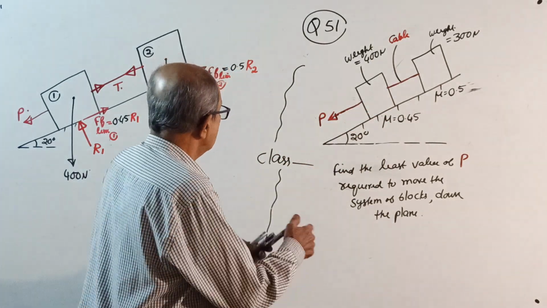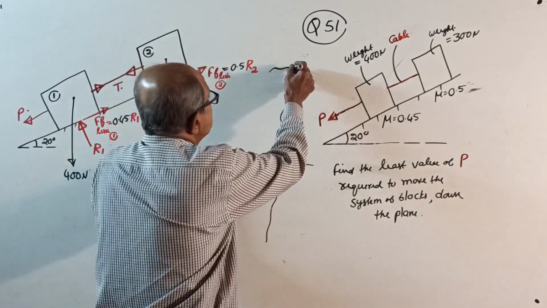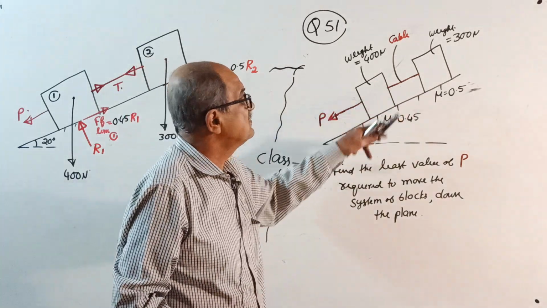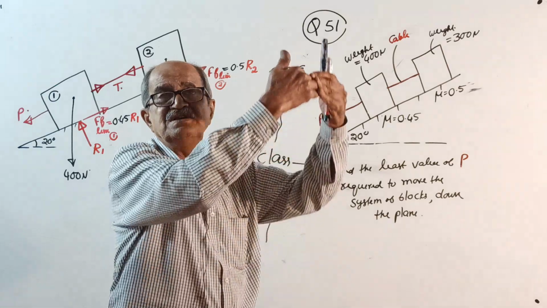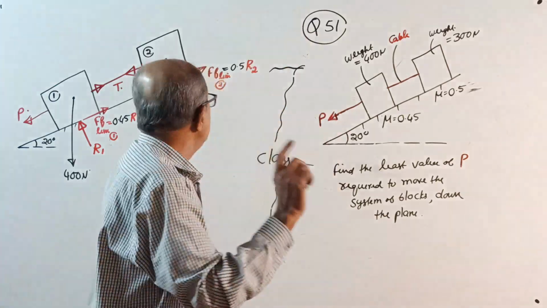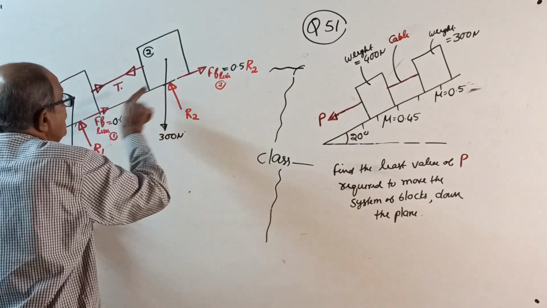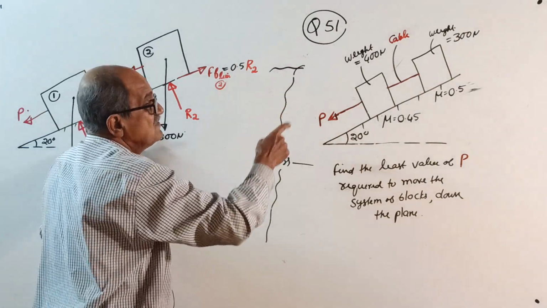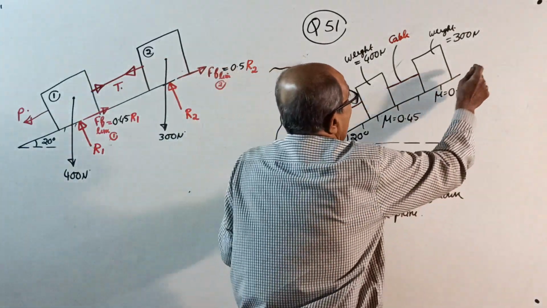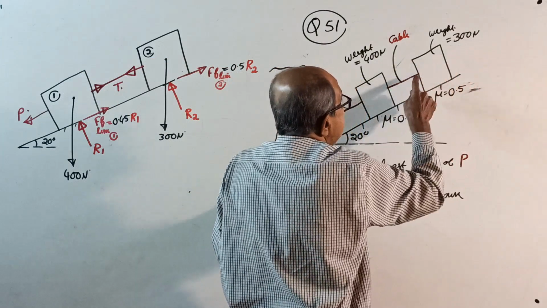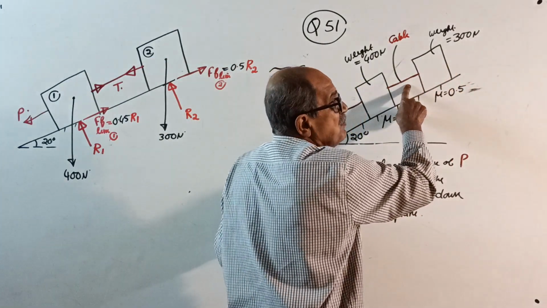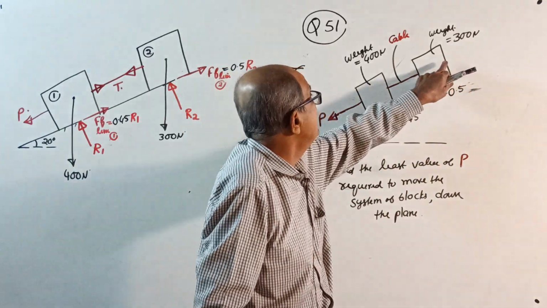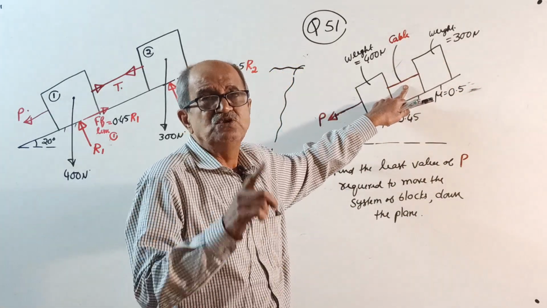Now see, this is the question. Least force required to start motion means the system of blocks is on the verge of sliding down. That's why I put the friction this way. I will not explain friction. Next question, next class, one more question I am doing. I am pushing from this side. Then remember, this cannot be a cable. It should be a rod.